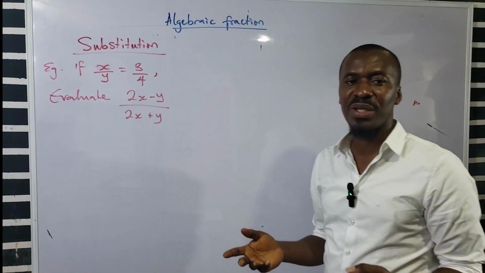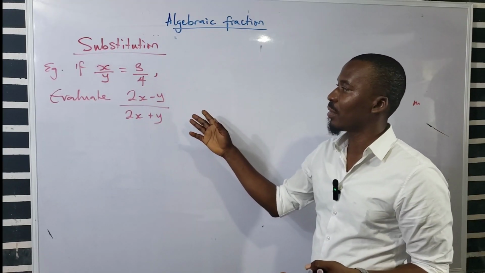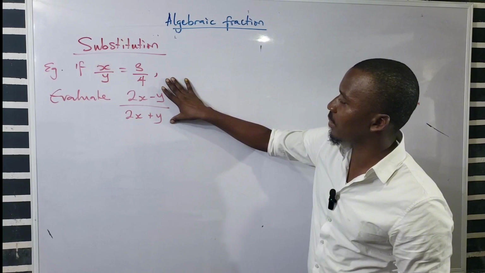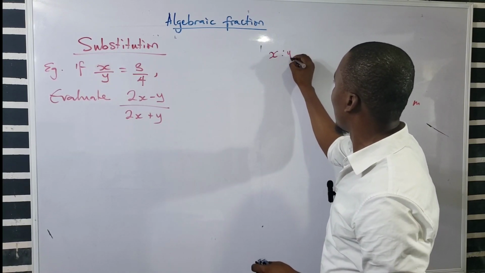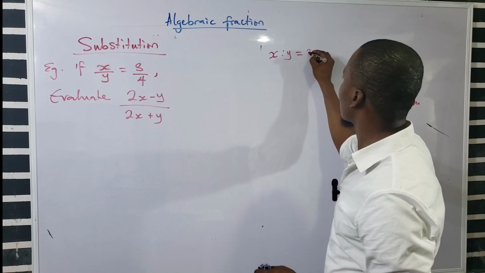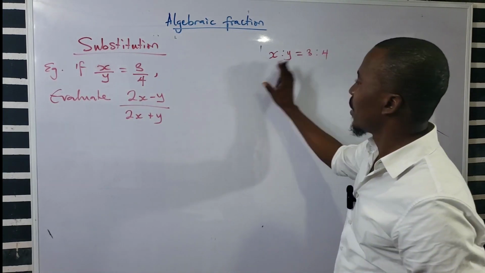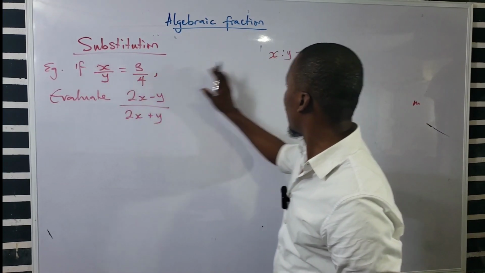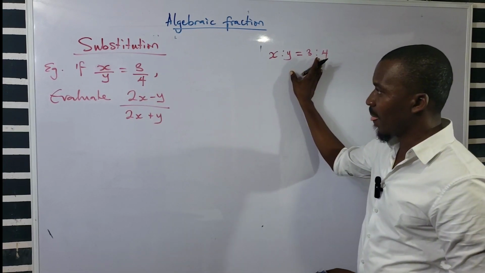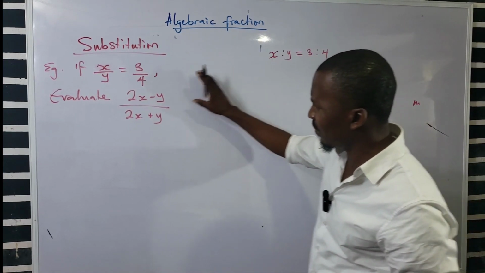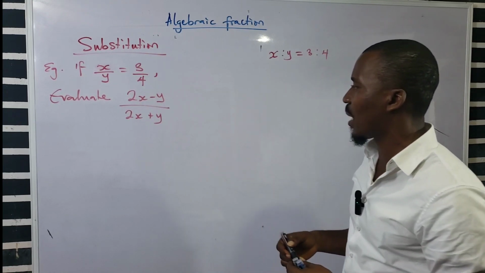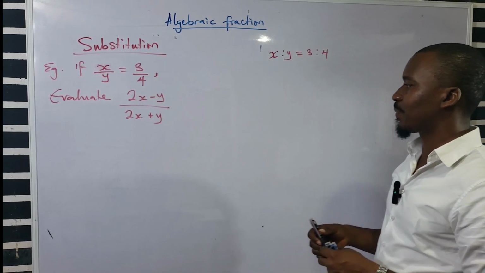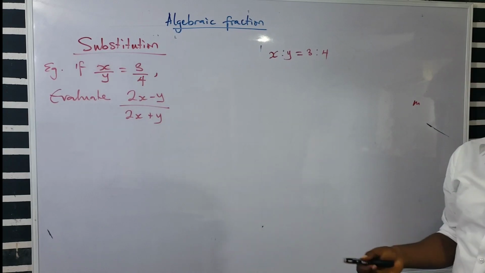There are two types of question they can ask you here. This one can also be written in this form: x ratio y equals 3 ratio 4. So it's either given to you this way or it's given to you this way. And you are now asked to use this information here and evaluate 2x minus y all over 2x plus y.